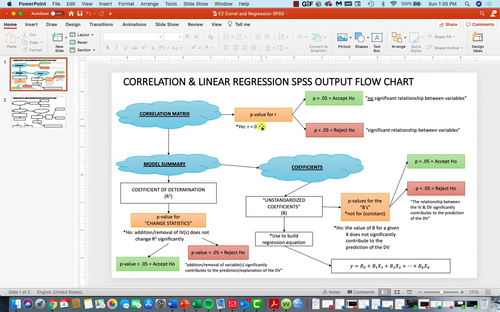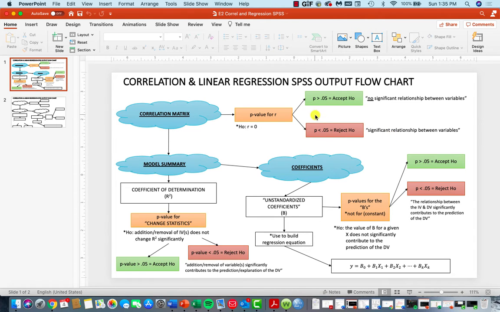If you see an asterisk next to a pair, a variable pair, that's going to indicate that p is less than 0.05, in which case we reject the null hypothesis, and we would accept the research hypothesis that says we do have a significant relationship between the two variables.